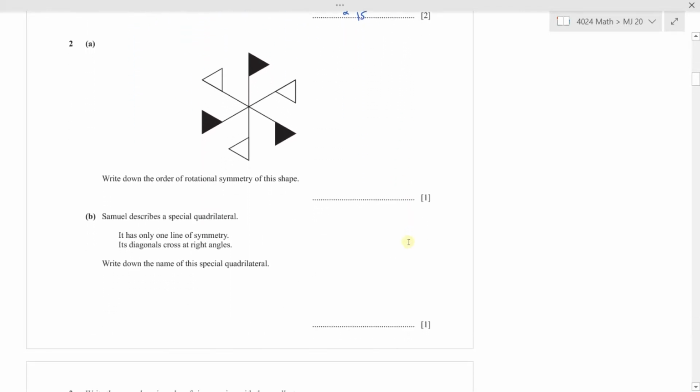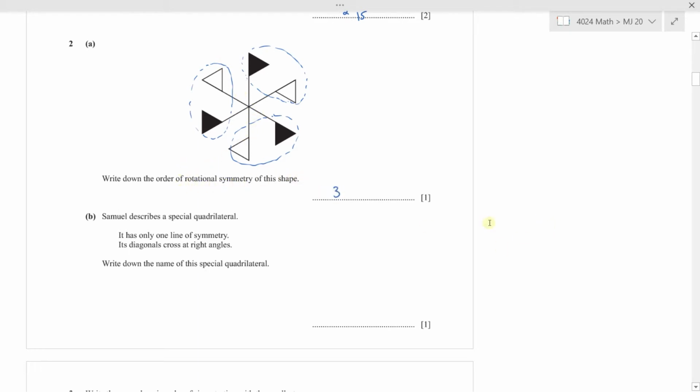Question number 2, part A is write down the order of the rotational symmetry of this shape. So if you look at this shape, you have this repeating pattern of black and white triangles. So if you look at this one pair of black and white, this pattern is repeated 3 times in a full 360-degree rotation. So your rotational symmetry order will be 3.